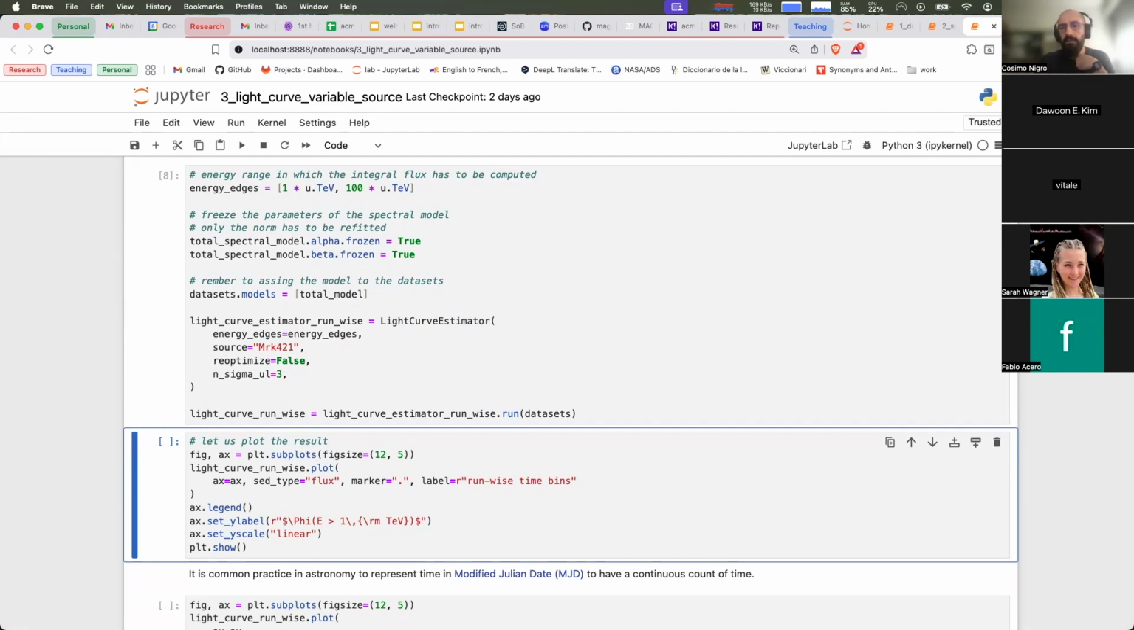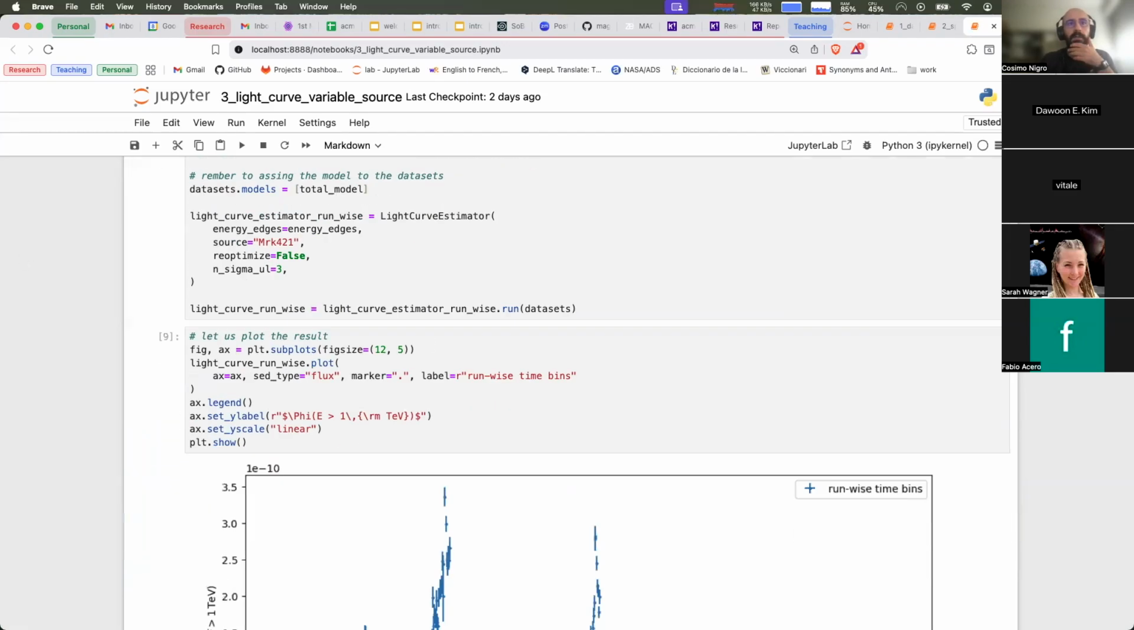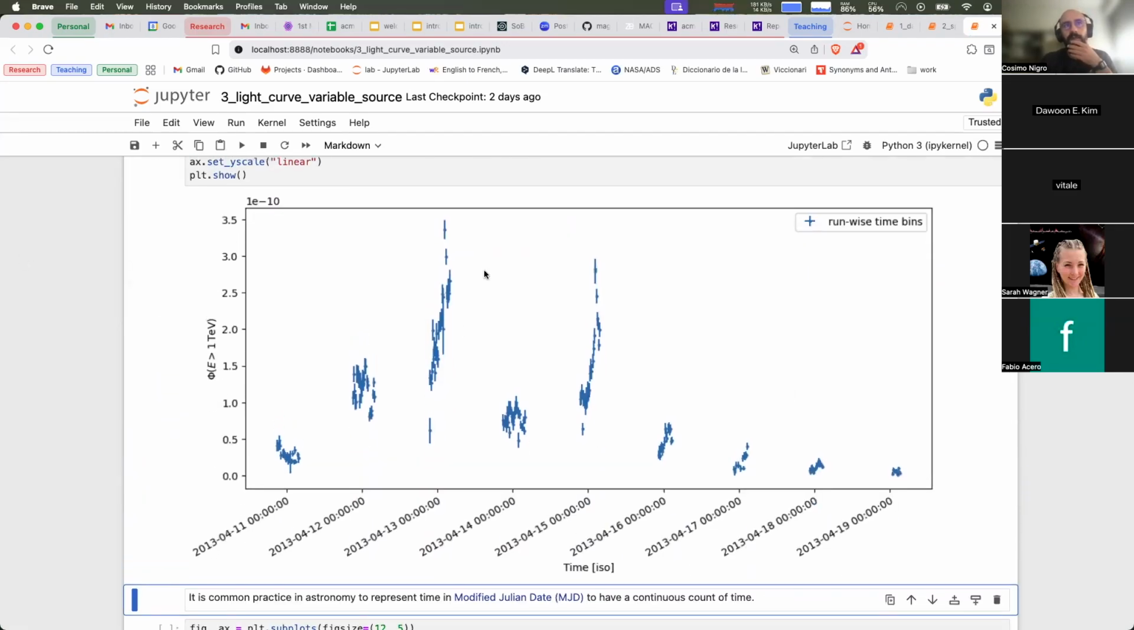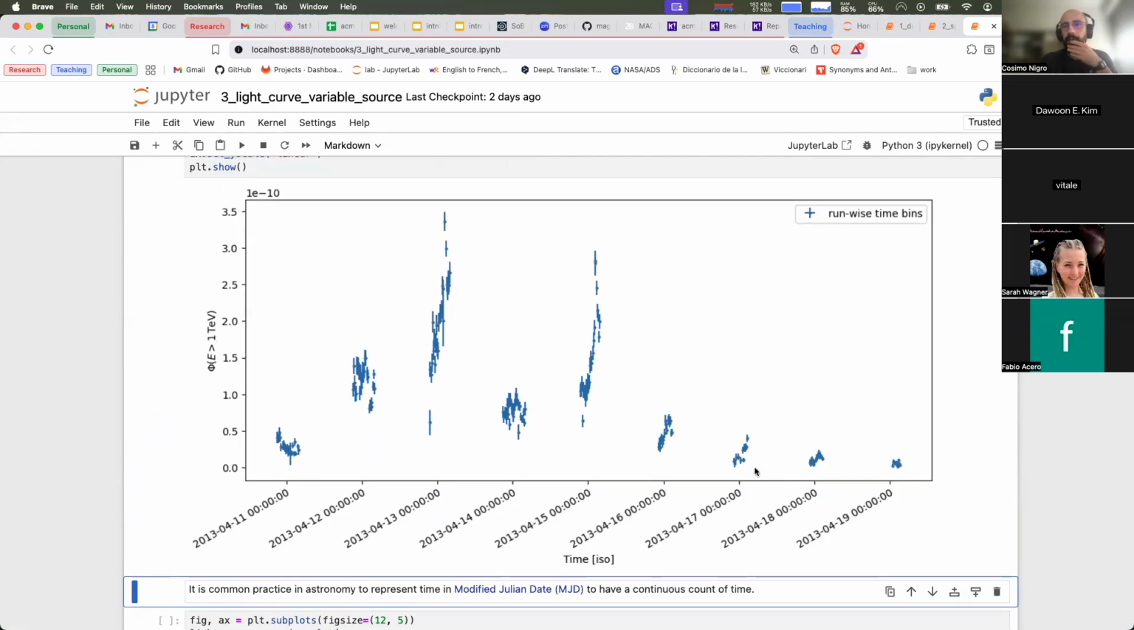Sorry if I'm repetitive, but it is exactly the same process as before, but we are readjusting time bin by time bin rather than energy bin by energy bin. Okay, it did it. Let's plot the light curve. Here we see the integral flux above 1 TeV as a function of time, okay? And you can see the different days. As I said, if we don't specify any time binning, it will just produce one flux measurement for each observation. So each of these points is one observation, 20 minutes of data taking in a given night.